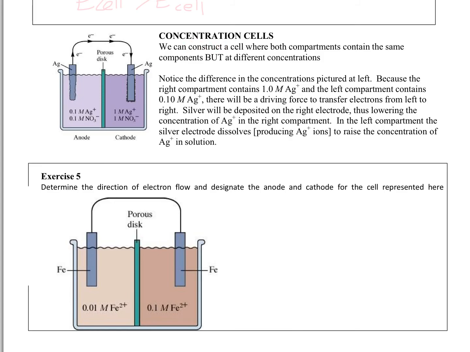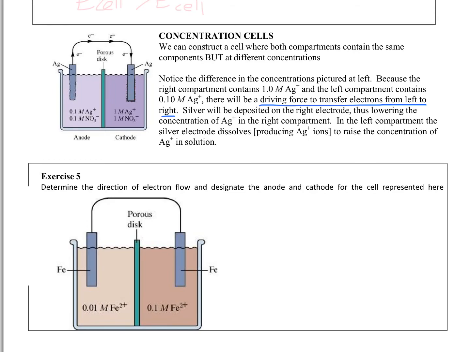Using these concentrations, we can construct a cell where both compartments can actually contain the same components. If I have silver metal and different concentrations of silver nitrate, I can still force this reaction to occur based off of this concentration difference. Notice 1 molar Ag+ on this side, whereas only 0.1 molar Ag+ here. Because I have such a positive pull over here, I've created a driving force to transfer electrons from the left to the right. The silver starts degrading on this side and starts building up on this side.